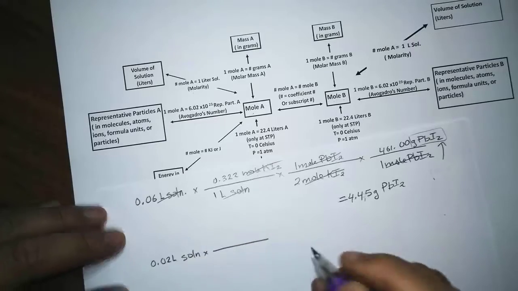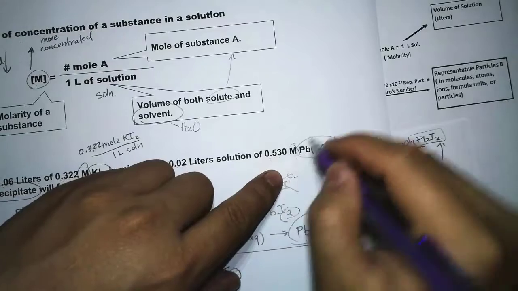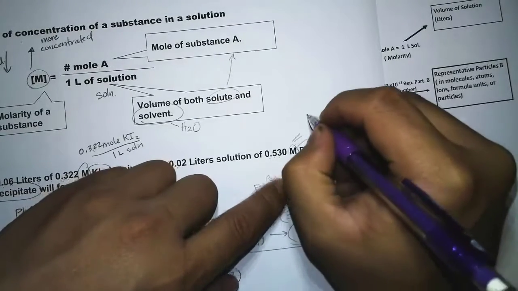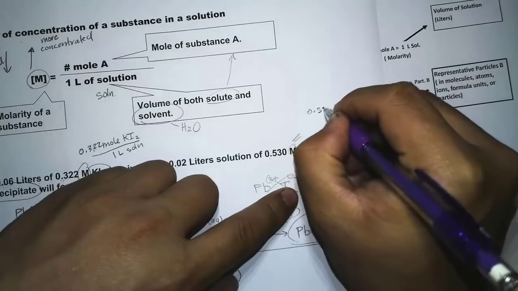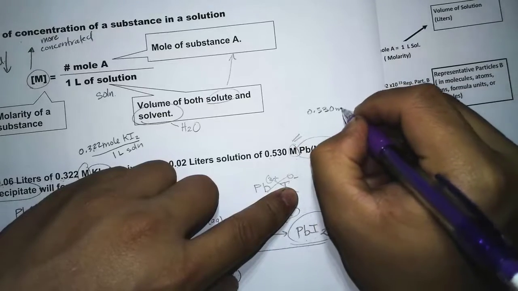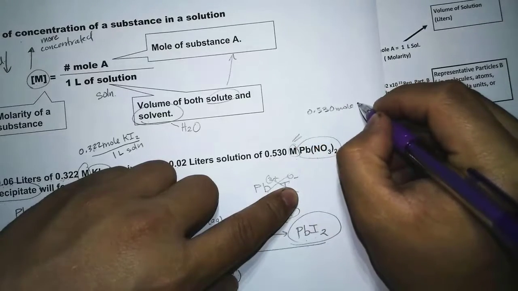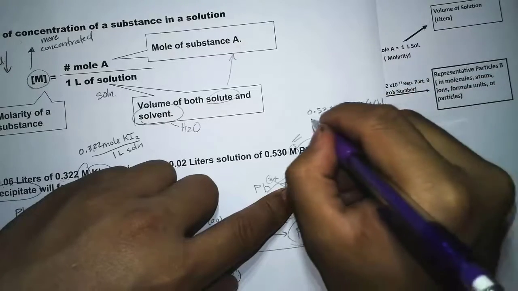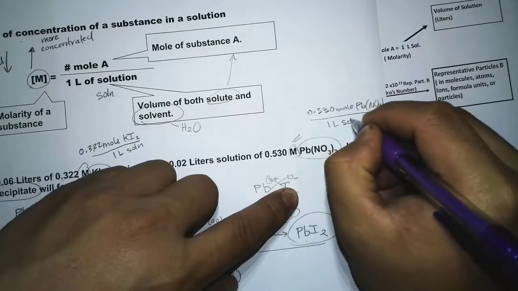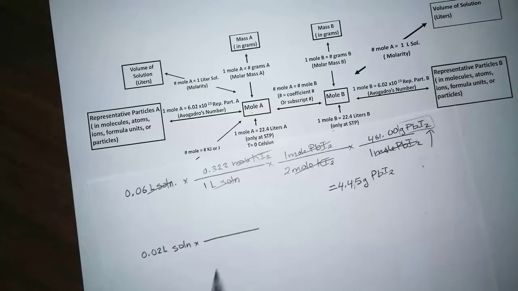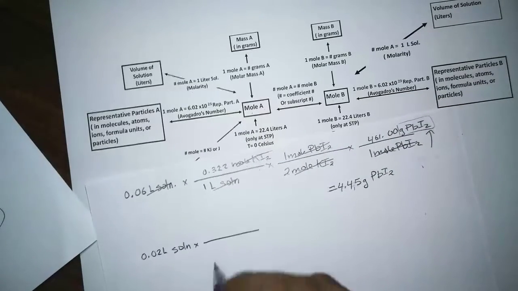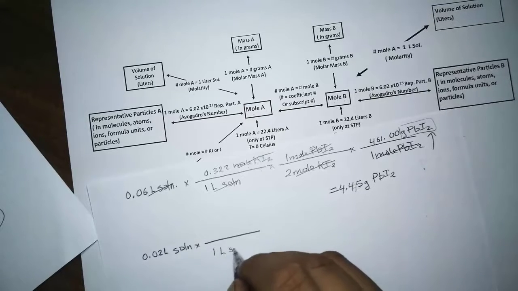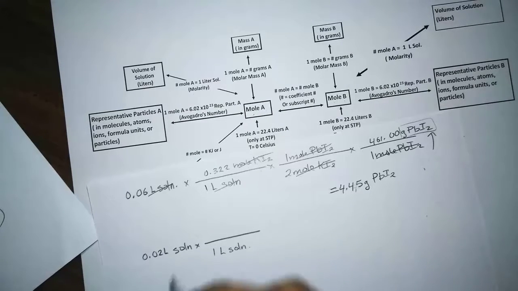And using molarity as a conversion factor, instead of thinking of this as just M, this is actually equal to 0.53 moles of lead nitrate over 1 liter of solution. So what we have here, of course, is the liter of solution on the bottom, which is 1, and the moles will be on top.